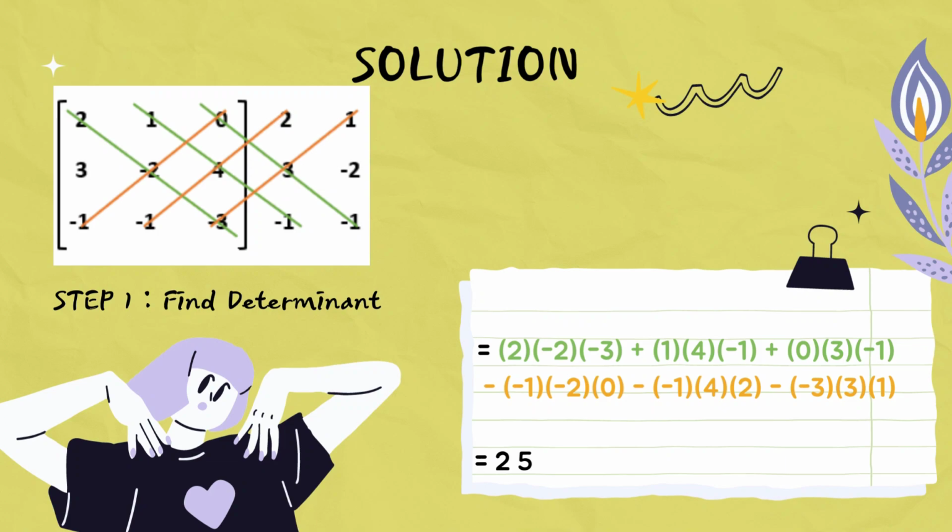which is 1 multiplied by 4 multiplied by negative 1, plus next column 0 multiplied by 3 multiplied by negative 1. After you settle all the parts, you have to put subtraction to continue to the next part, which is from the bottom left to the top right. As you can see in the formula, you have to multiply negative 1 multiplied by negative 2 multiplied by 0, minus next column negative 1 multiplied by 4 multiplied by 2, minus negative 3 multiplied by 3 multiplied by 1, and the total we get is 25.